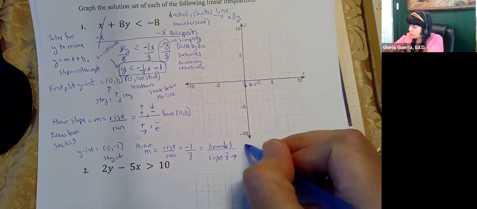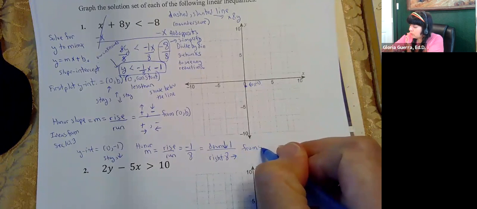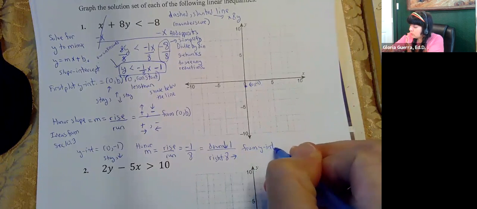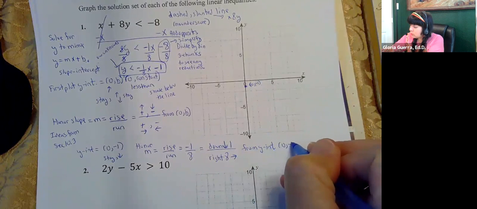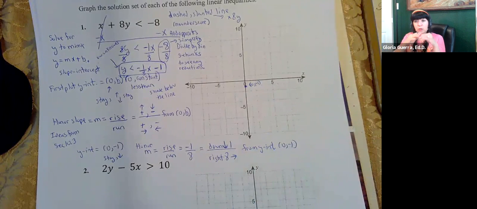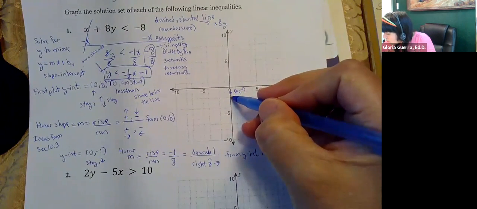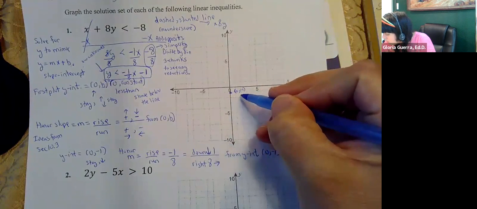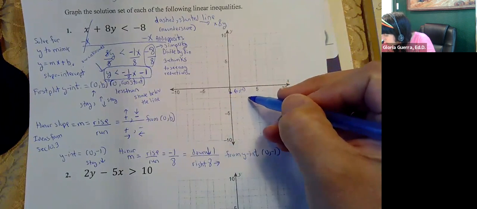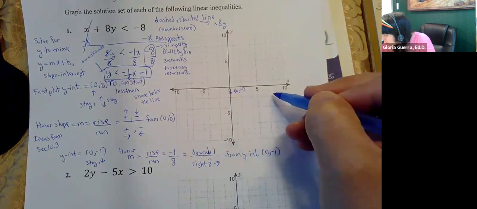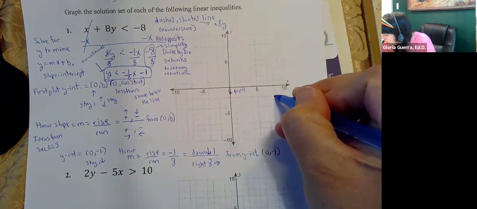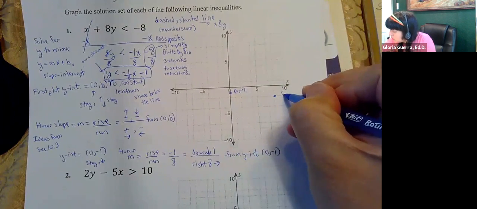And you're going to do that movement from the y-intercept. So from 0, -1, you go down 1, out 8, down 1, out 8, down 1, out 8, depending on how much grid you have. So here you're going to go down 1, out 8. 1, 2, 3, 4, 5, 6, 7, 8. So it looks like that right there. And that is the point.